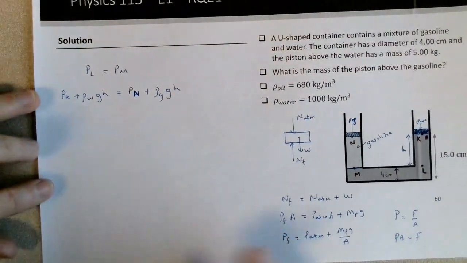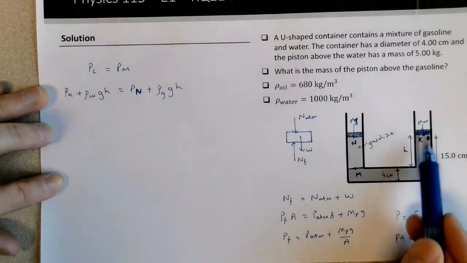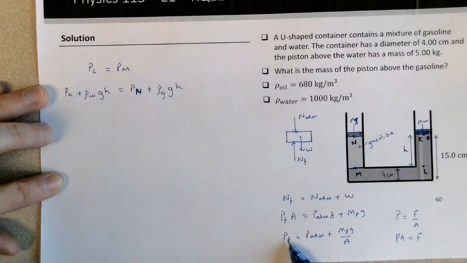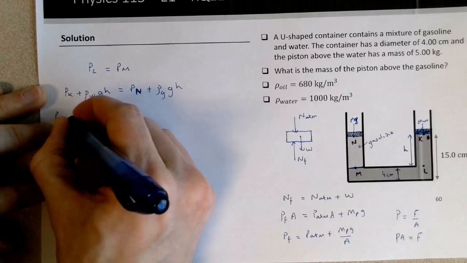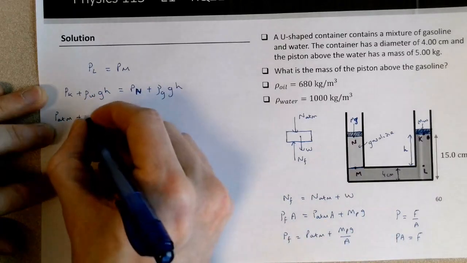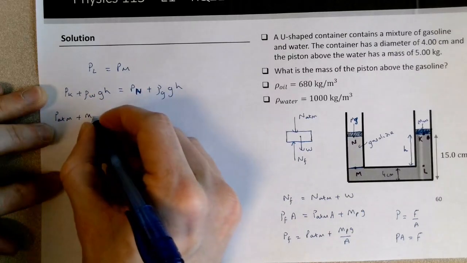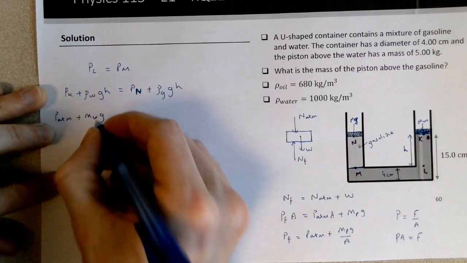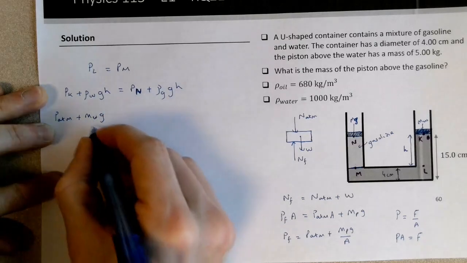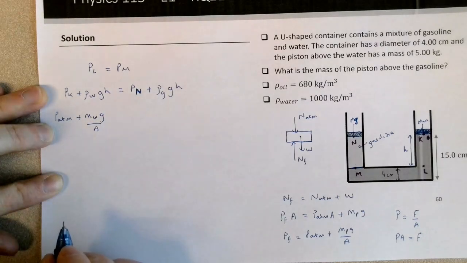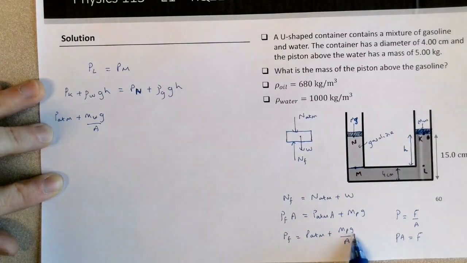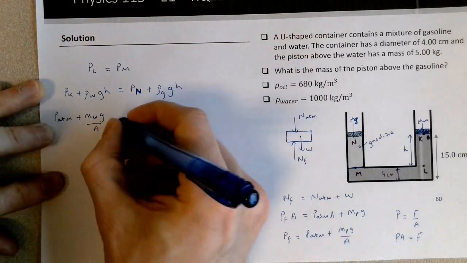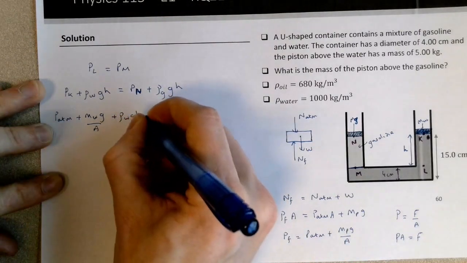Okay. So we can say that the pressure at K, the pressure of the fluid just below the piston, is equal to P atmosphere plus the mass of the piston. For the K side I'll use the mass of the water piston times G divided by the cross-sectional area. So pK is equal to P atmosphere plus M times G divided by A. And I have this rho water G H quantity.